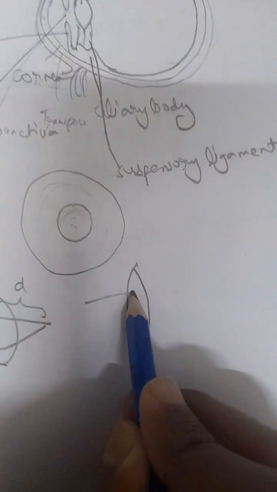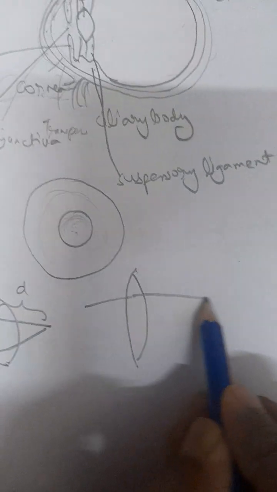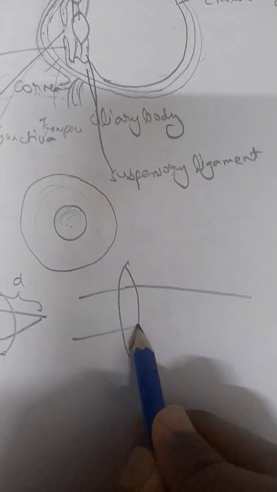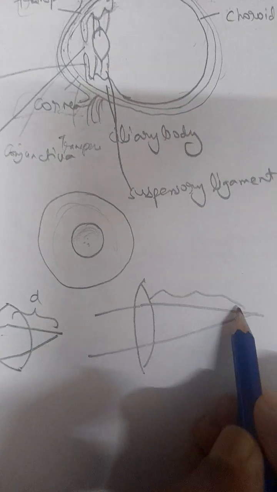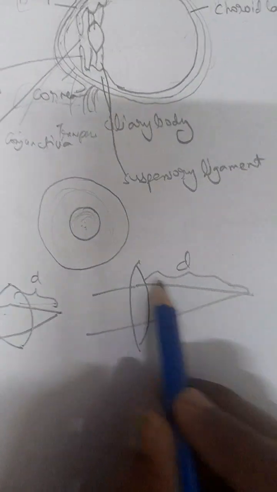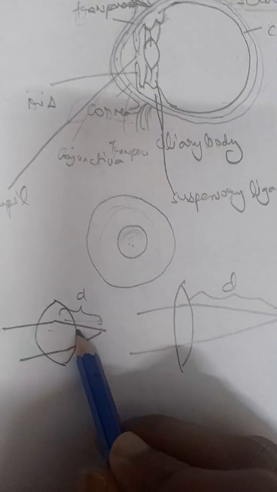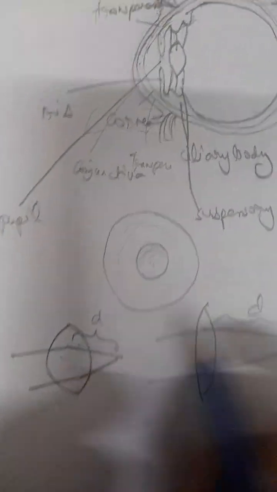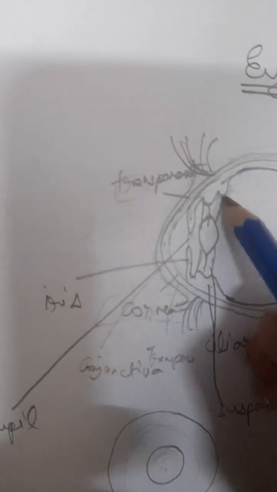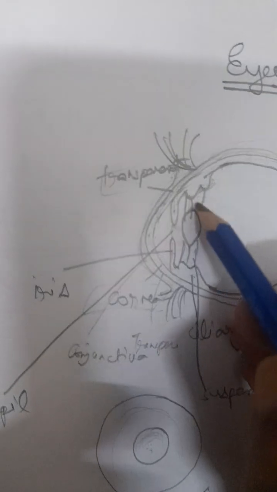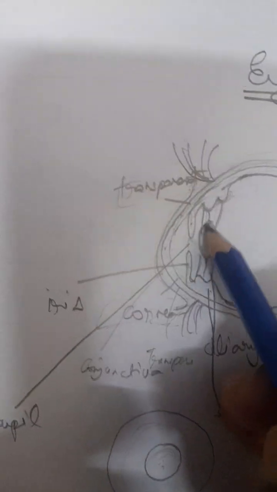So that when the light rays enter, these two rays converge at a bigger distance. Like this is a small distance, and this flattening of the lens causes a bigger distance to see objects which are far away, and this is to see objects in the shorter distance. So that is why ciliary body uses the suspensory ligament to adjust the shape of the lens.